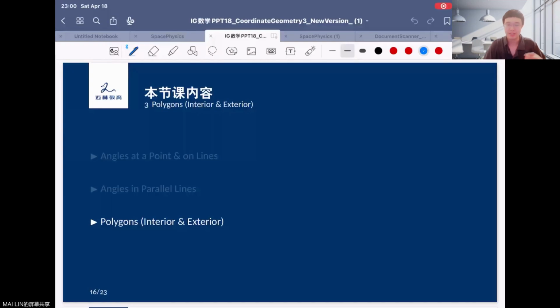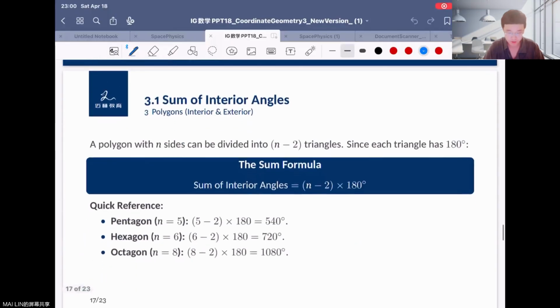Okay, hello guys. Today I'll talk about polygons. So let's move to the first slide about the sum of interior angles.